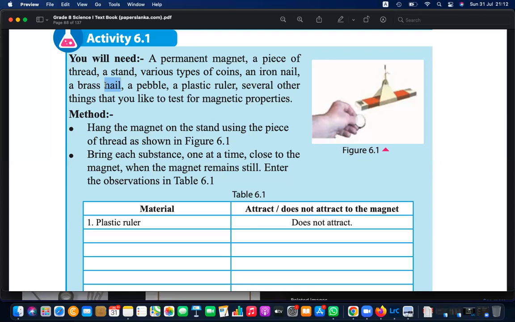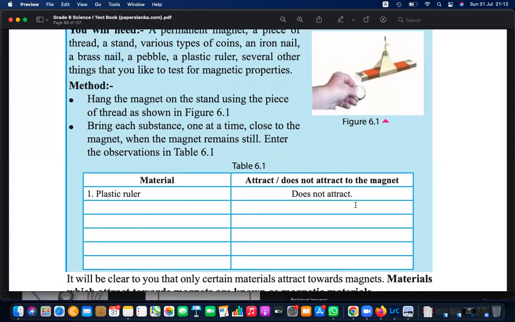This is a very simple thing that you can do, right? Pebble, plastic ruler, those are not, right? So mainly metals will attract. But some metals are not. Not all the metals. Some are, but some are not. Right? Then the plastic ruler, you can say does not attract.